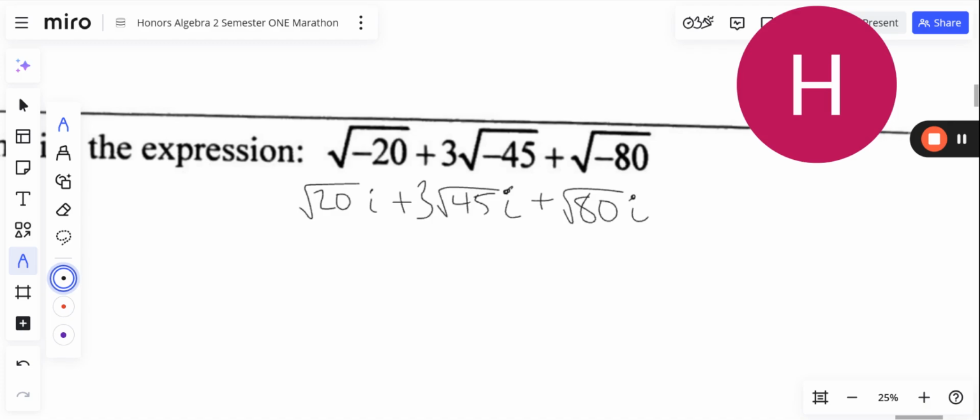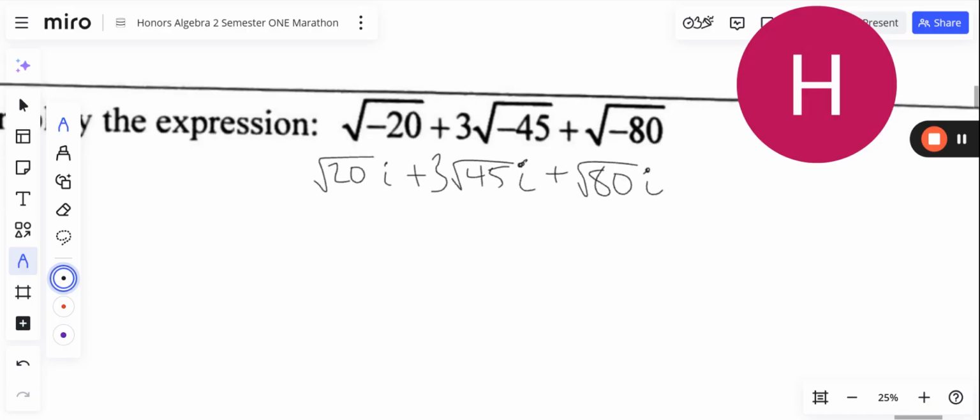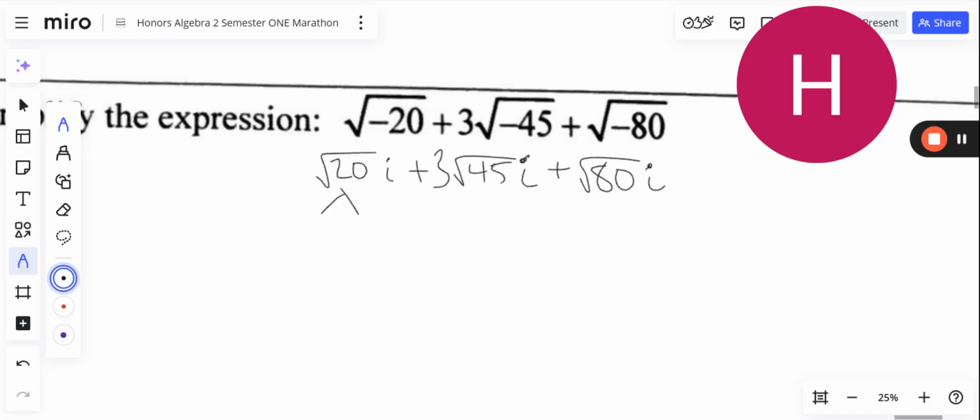So putting these together and combining them as like terms is the same process as when we're dealing with square roots of positive numbers. Let's break this down and get as much of perfect squares as we can out of there. Okay, so we have 2 times root 5 I.